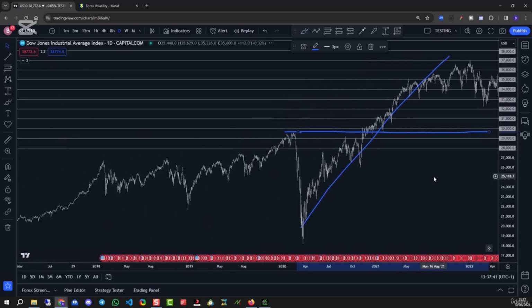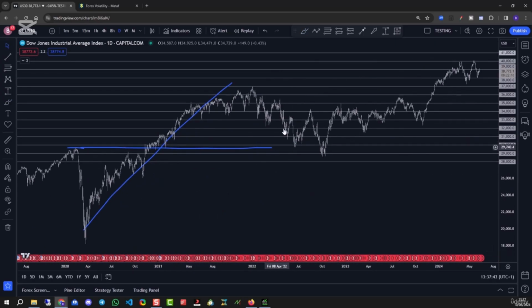And a lot of people disagreed with me. And guess what? There you go. You can see the result. Was it quick? No, it wasn't. It took months and months and months, and it eventually got there in June 2022. You can see it actually tested it again in September of 2022. It actually went slightly through it. So that was roughly a 50% retracement.